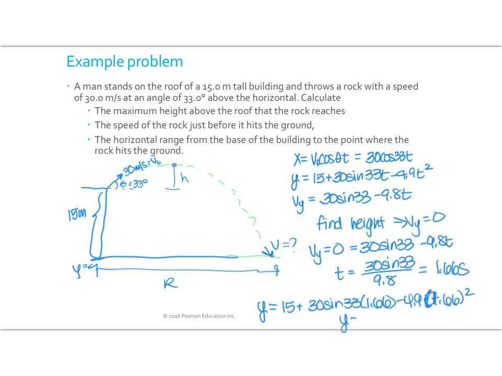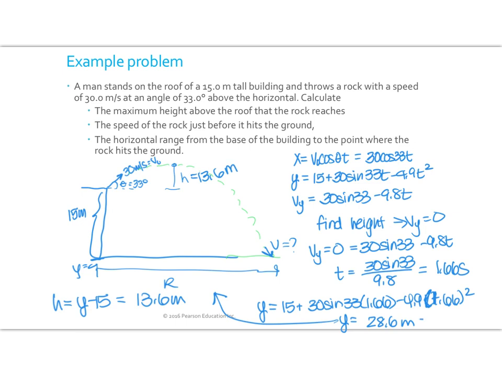I got a y equal to 28.6 meters, but keep in mind I want to find h. H is equal to that y minus the 15 that it was at initially. So I find that 13.6 meters. So this is the height that it rises to above the top of the building.